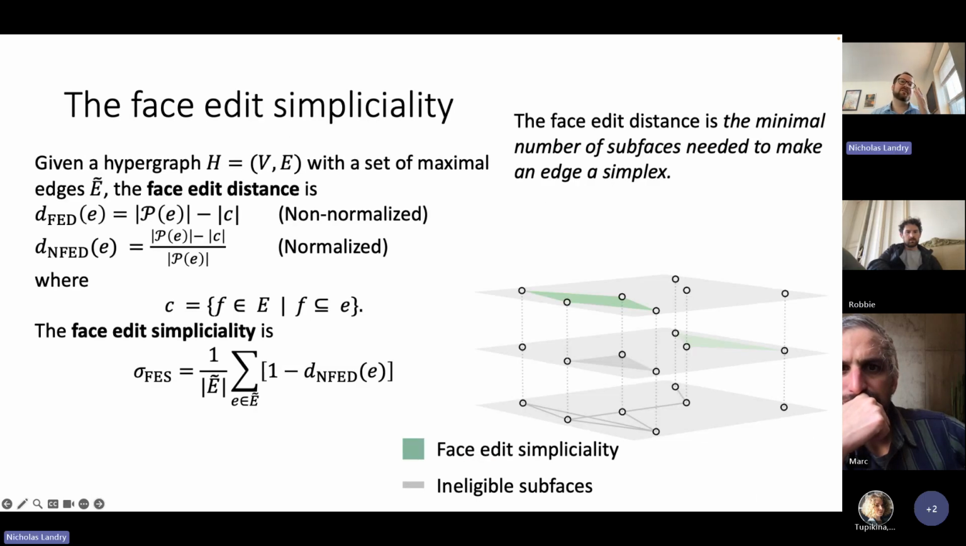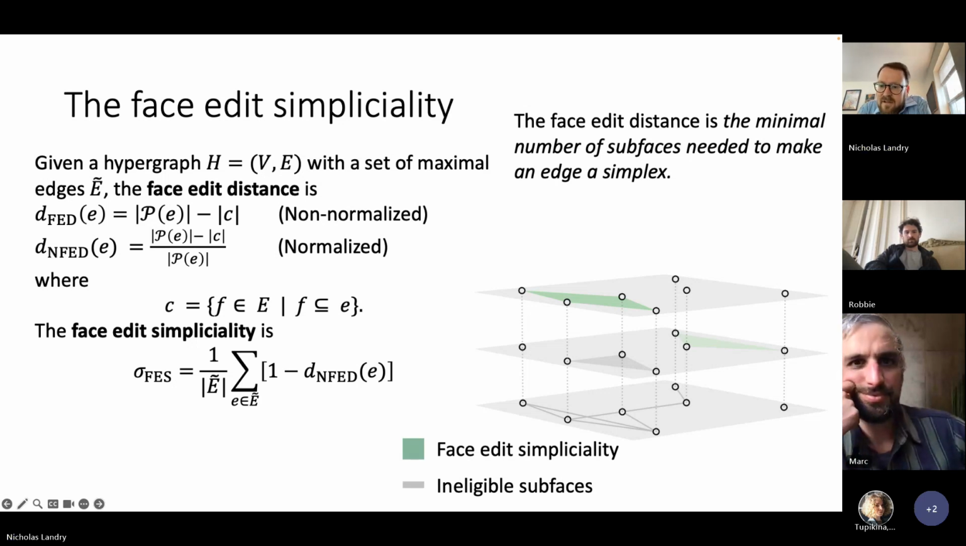And lastly, we define the face edit simpliciality, which is almost identical to the edit simpliciality, but now we define it as an average over faces. So the face edit distance is related to the average minimal number of subfaces I need to add to make an edge a simplex. So any questions so far? Oh yeah, I see a hand.